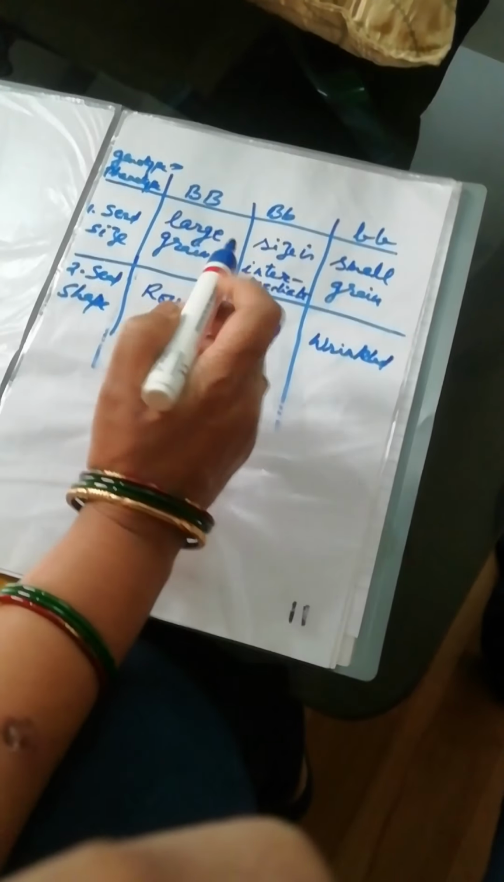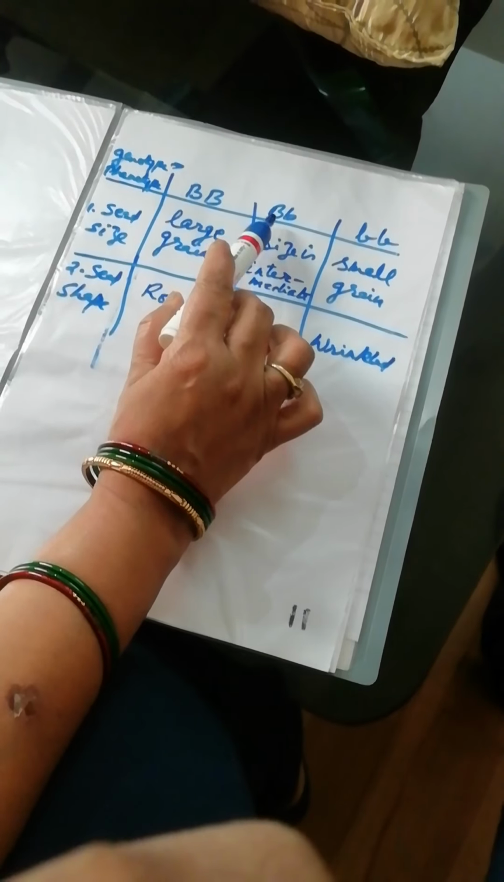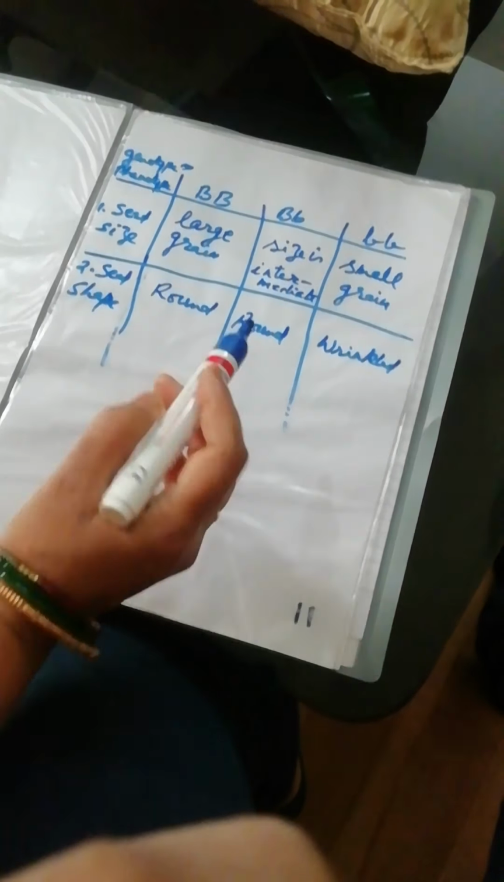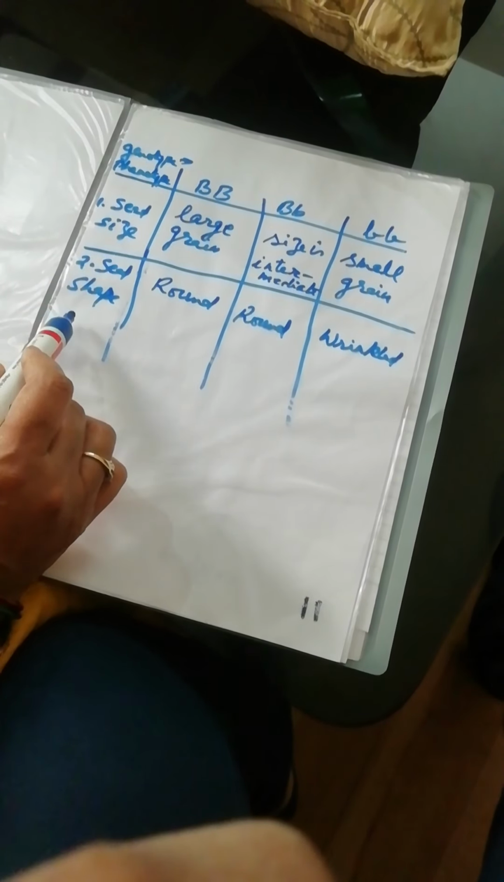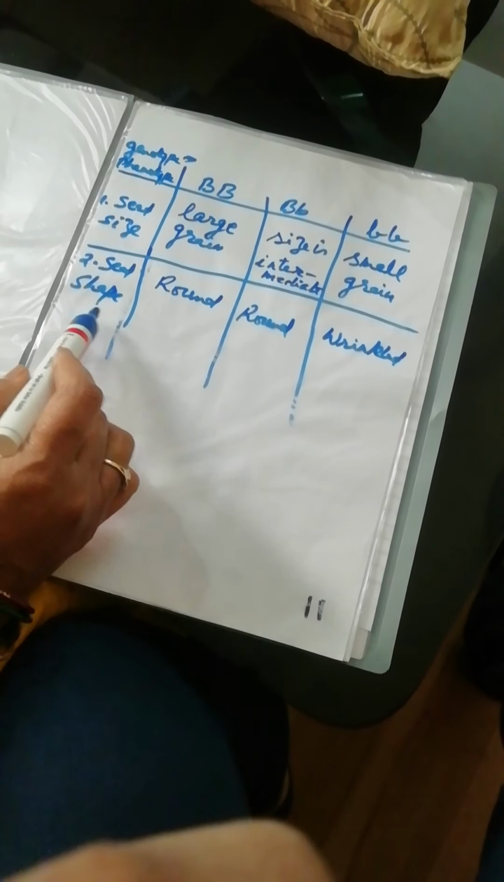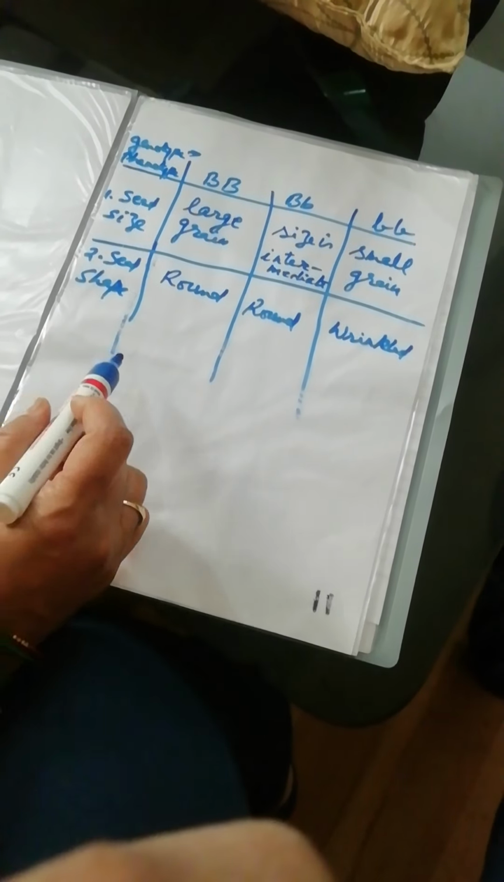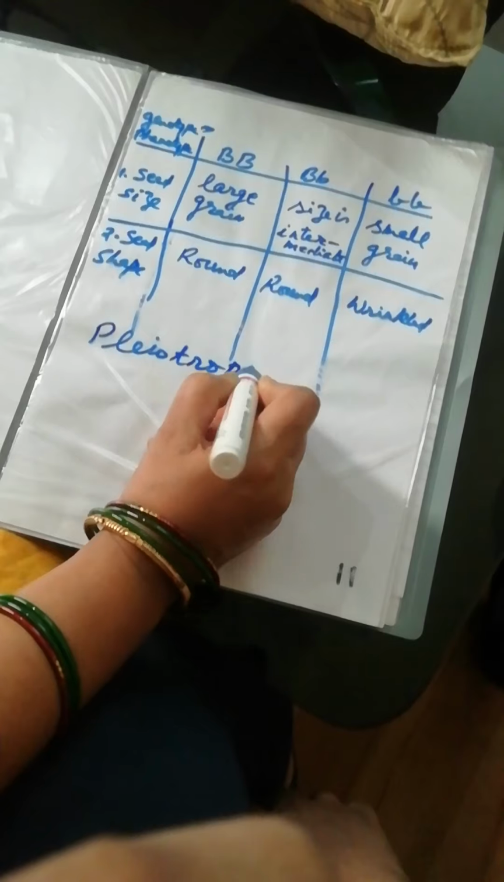It means here this capital B is completely dominant over this small b allele. So in the first case, it is showing what? Incomplete dominance, and in the second case, it is showing complete dominance. So such a phenomenon where one gene produces more than one effect or more than one phenotype is called pleiotropy. Okay, pleiotropy or pleiotropism.